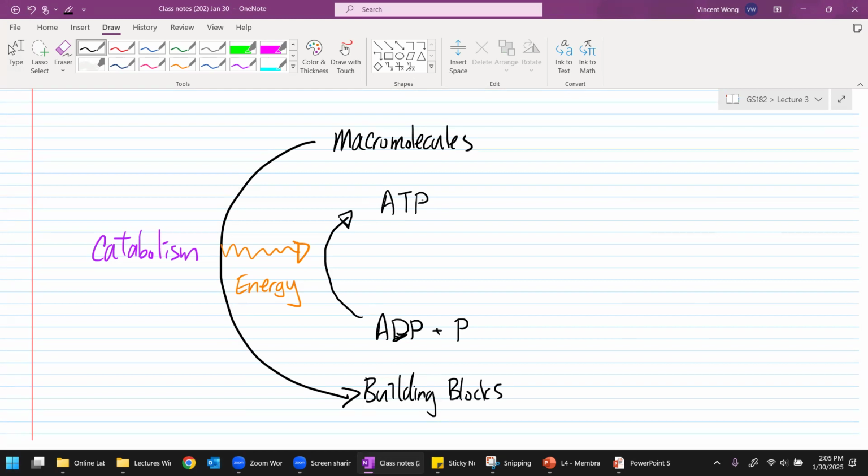Wait, can you repeat that? Sure. Do I have to write building blocks or can I just write amino acid? Well, it's not always amino acid, right? If you're breaking down carbohydrates, then it becomes glucose, right? Yeah, so building blocks would be better. So catabolism provides energy to be stored by ATP.